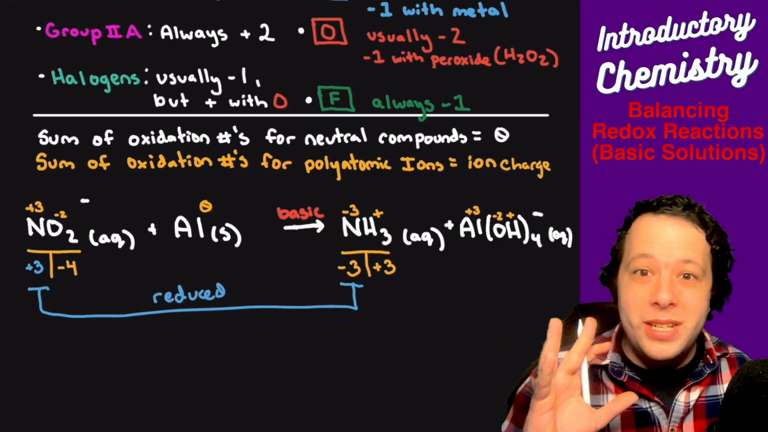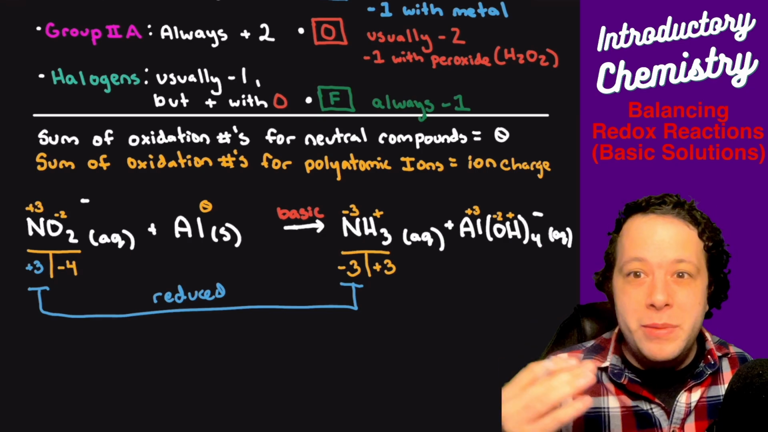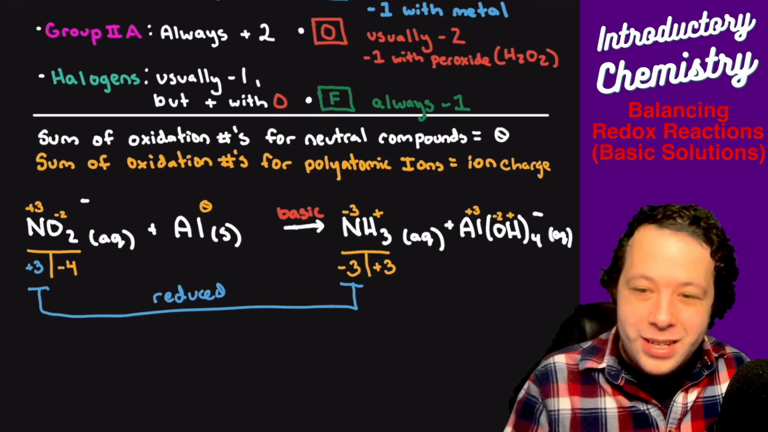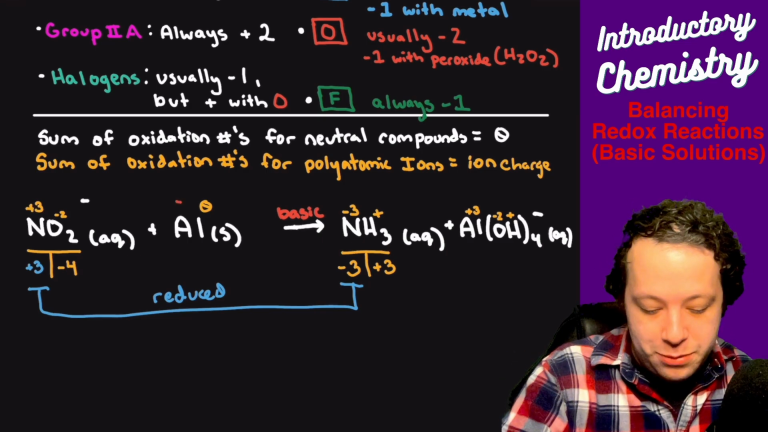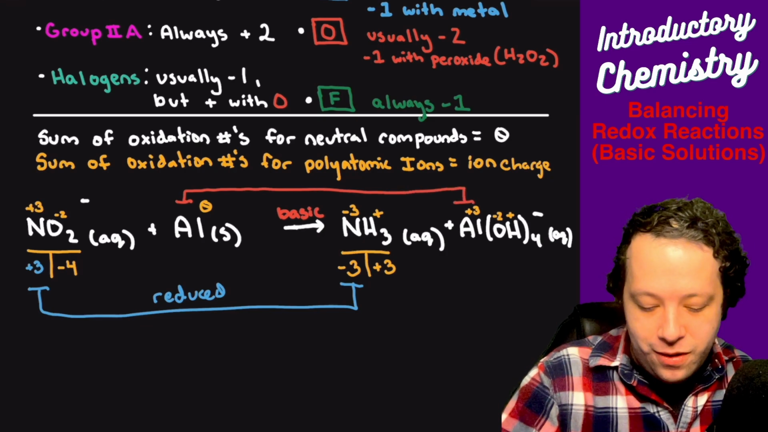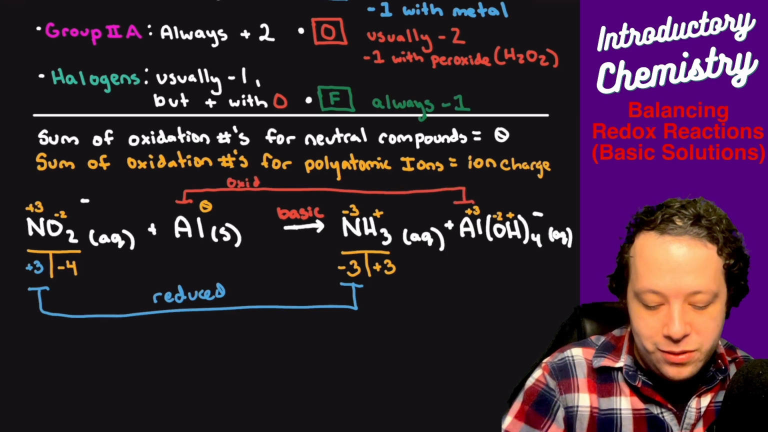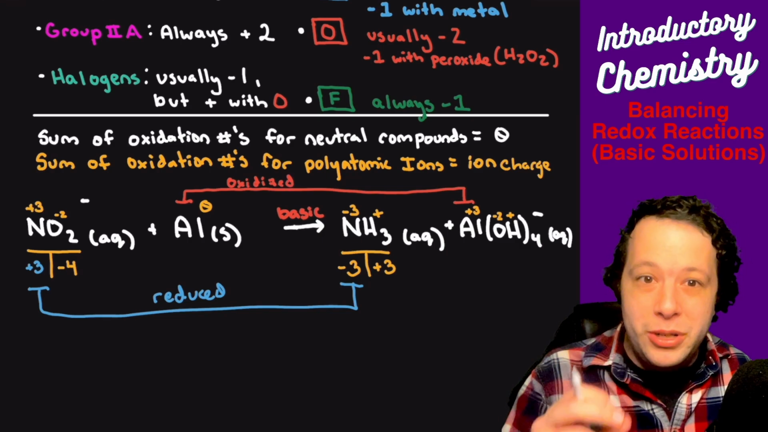Now we're going to look for what's being oxidized. So we're trying to look for what's losing electrons. And we can see that the aluminum is going from 0 to +3. So therefore, it must be losing 3 electrons in that process. Okay, so that is our oxidized. All right, so aluminum is being oxidized, nitrogen is being reduced.